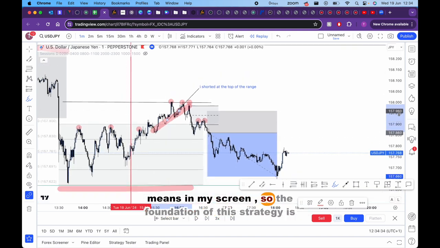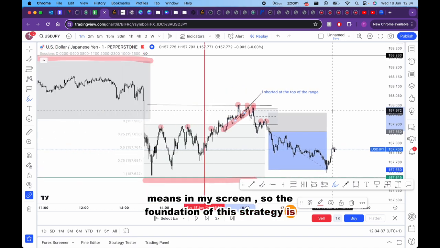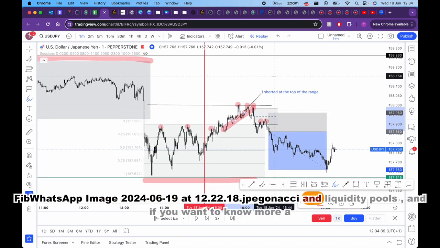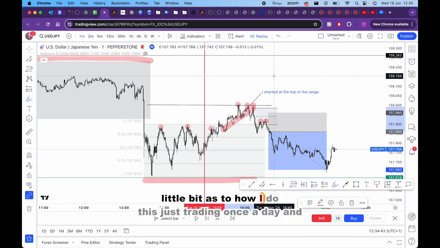So the foundation of this strategy is Fibonacci and liquidity pools.